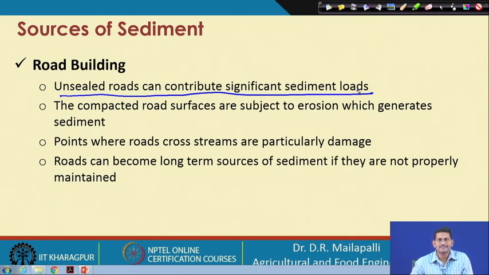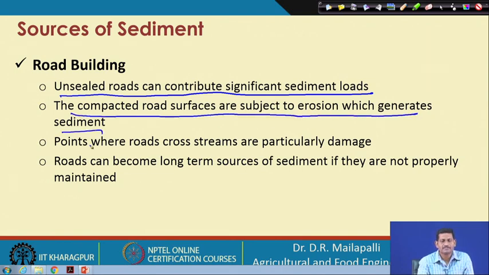Of course, unsealed roads, which are exposed to water, will definitely erode, and compacted road surfaces are also subject to erosion, which generates sediment. So, unsealed and compacted, without putting in any impermeable layer. A simple compaction may not be helpful in protecting against sedimentation. The points where roads cross streams are particularly damaged.